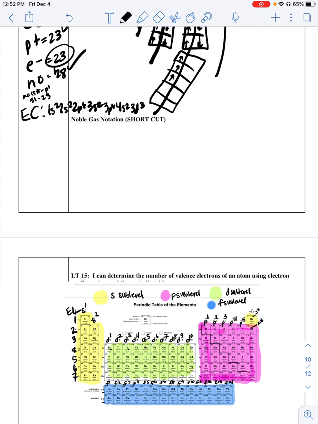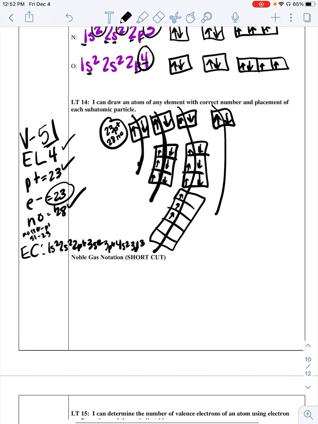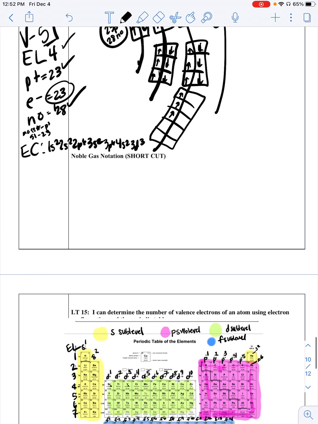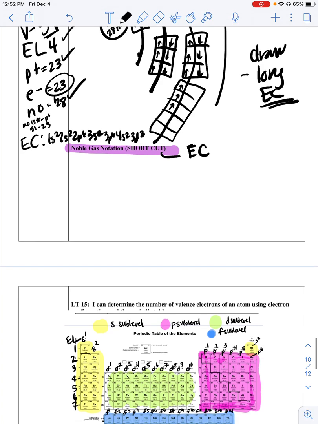It's important to know both because you can't use the shortcut for our atom drawings, but you can do it for just simple electron configuration. So anyways, it's called the noble gas notation. Again, this is a shortcut for just electron configuration. If I do ask you to draw, you do have to do it the long way. So if you're drawing, long EC is the way you have to do it. And you'll see why here in a second.